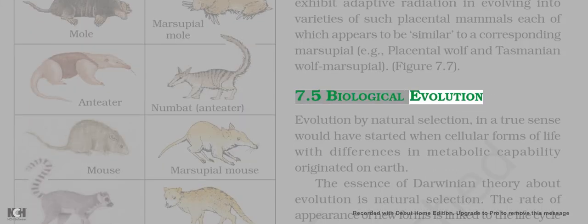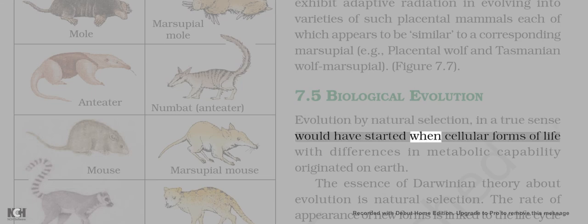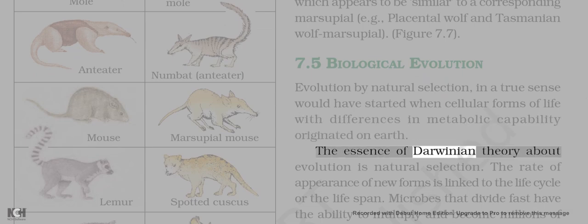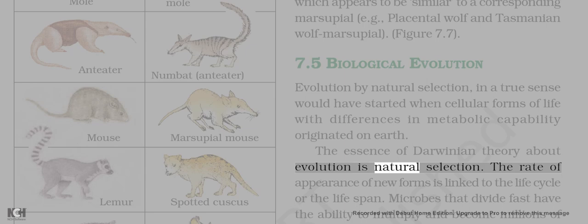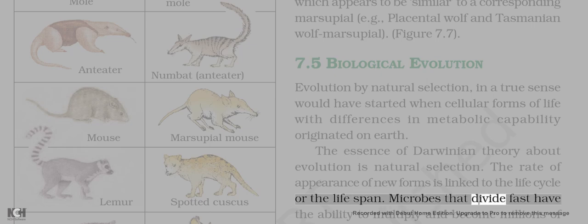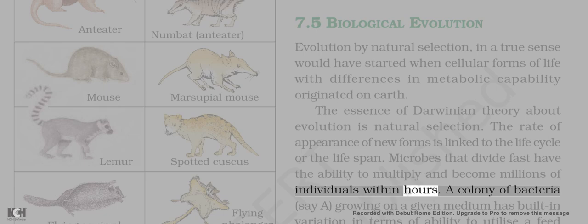7.5 Biological evolution. Evolution by natural selection, in a true sense, would have started when cellular forms of life with differences in metabolic capability originated on Earth. The essence of Darwinian theory about evolution is natural selection. The rate of appearance of new forms is linked to the life cycle or the lifespan. Microbes that divide fast have the ability to multiply and become millions of individuals within hours.